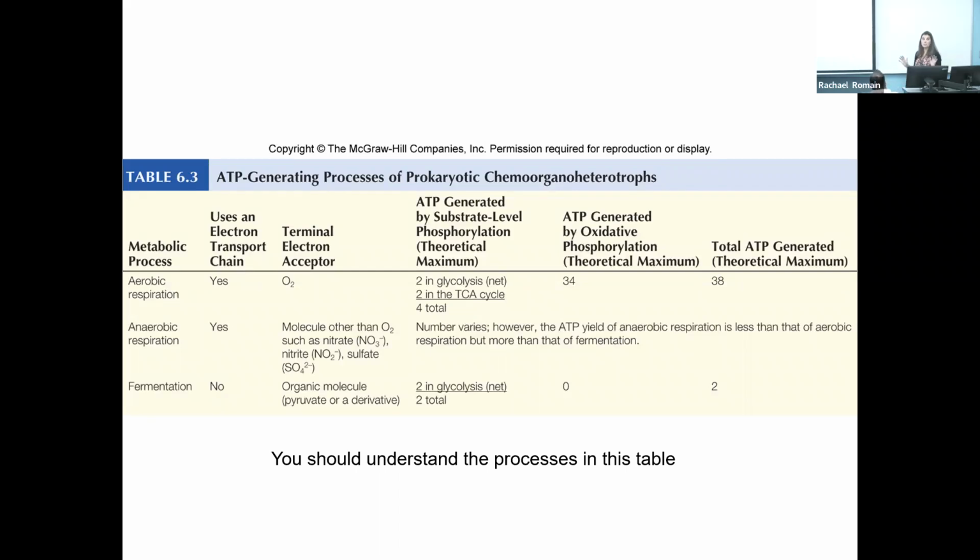So if a cell has a preference and it wants to make the most ATP, what should it use? Aerobic respiration, anaerobic respiration, or fermentation? Aerobic, okay? Aerobic makes the most ATP for any living cell. If it has a choice, that is the preferred way to go.